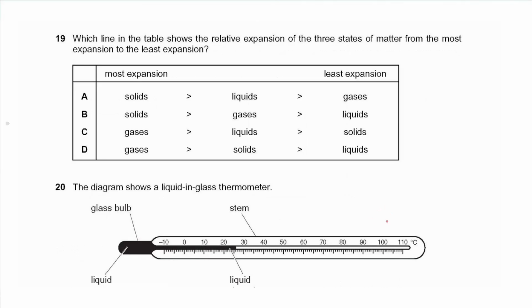Question 19 says which line in the table shows the relative expansion of 3 states of matter from the most expansion to the least expansion? The most expansion happens in gases and the least expansion happens in solids. So the answer here is C.